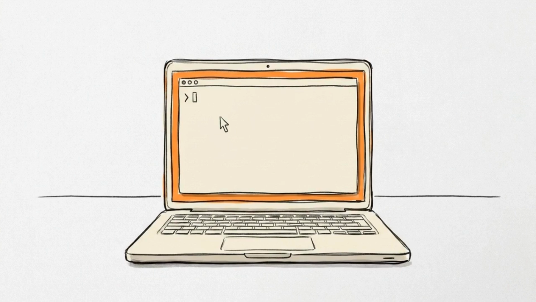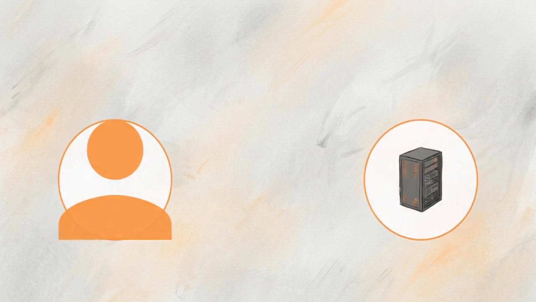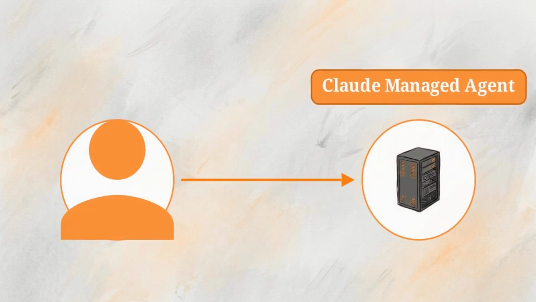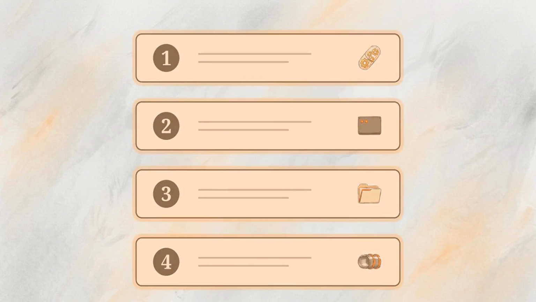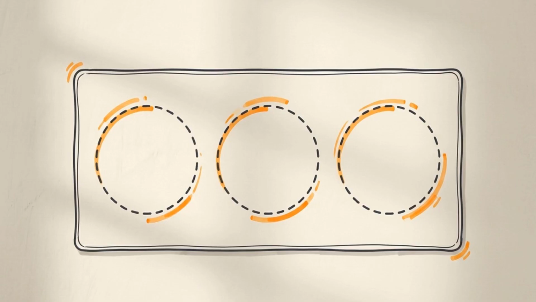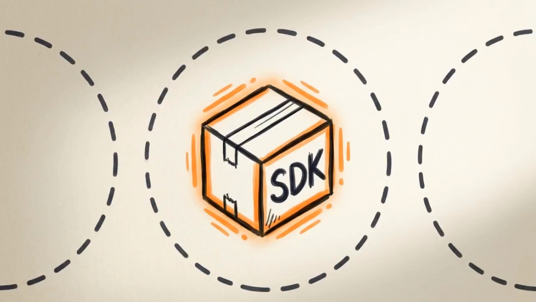You are going to build this exact autonomous workflow using Claude Managed Agents, and it only takes 4 API calls from start to finish. To build it, you only need 3 things: the Anthropic SDK installed, your preferred code editor, and a valid API key.